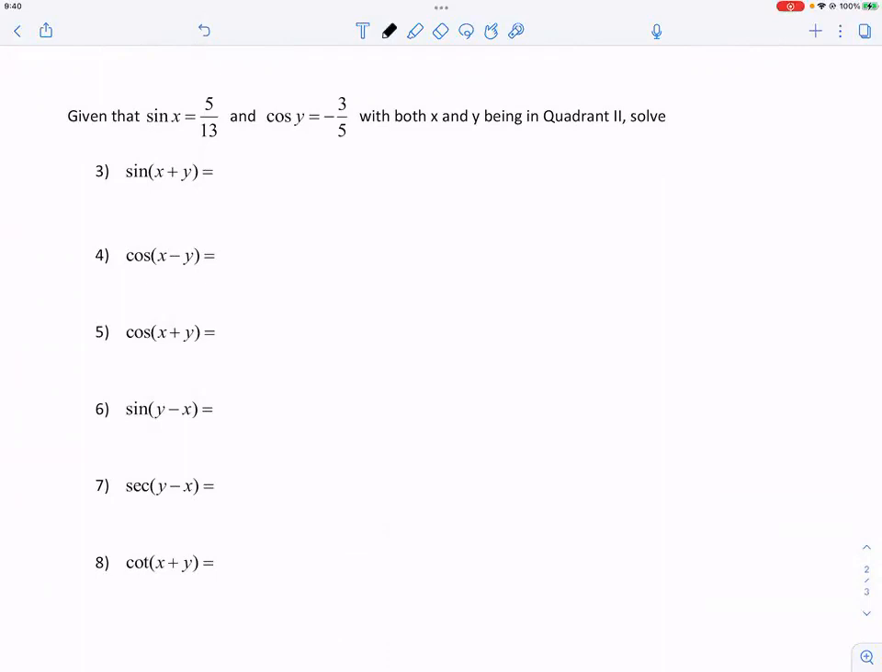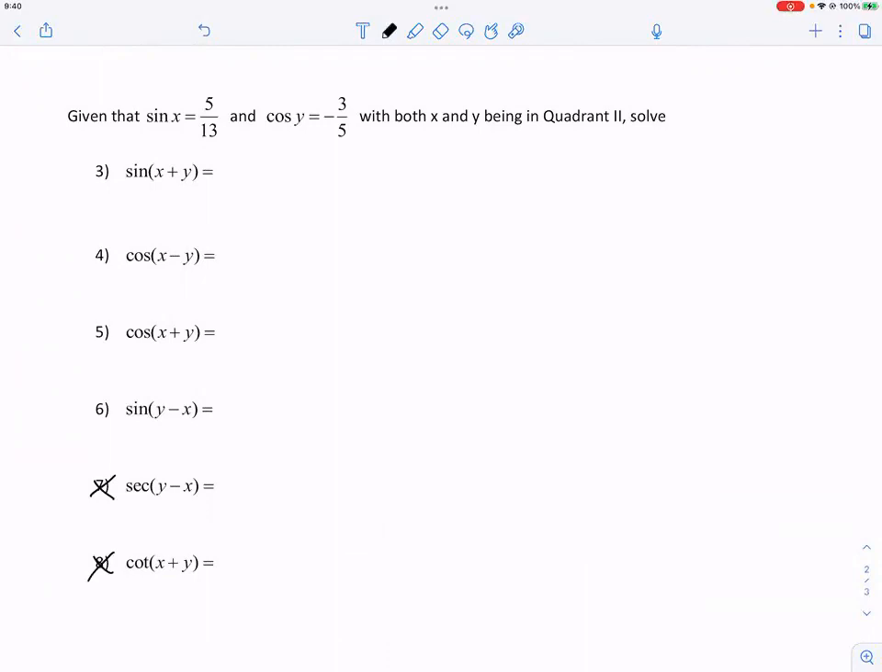Look at questions 3 through 6. You can go ahead and cross out number 7 and number 8. I don't know why they're there. Go ahead, cross out number 7 and number 8. They shouldn't be there.